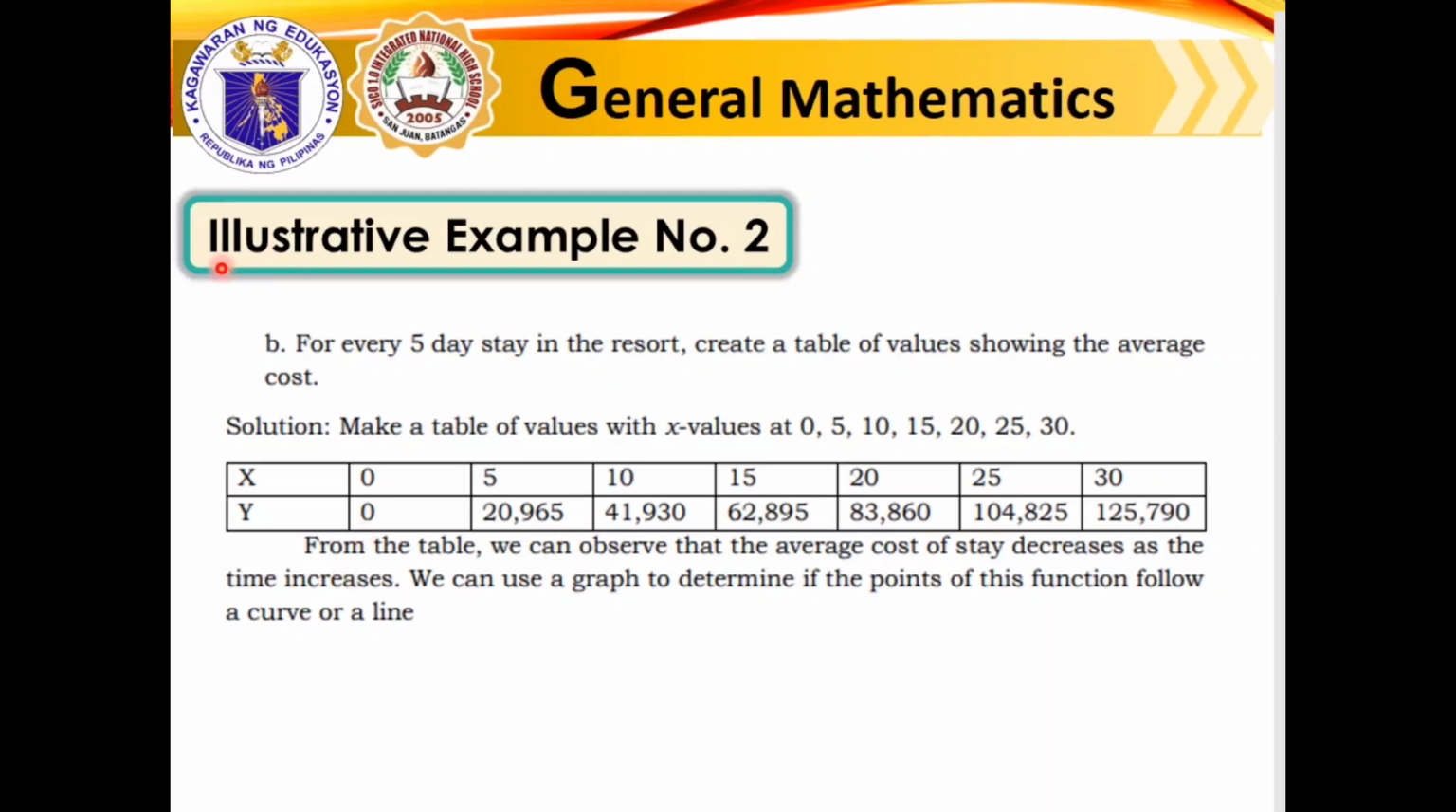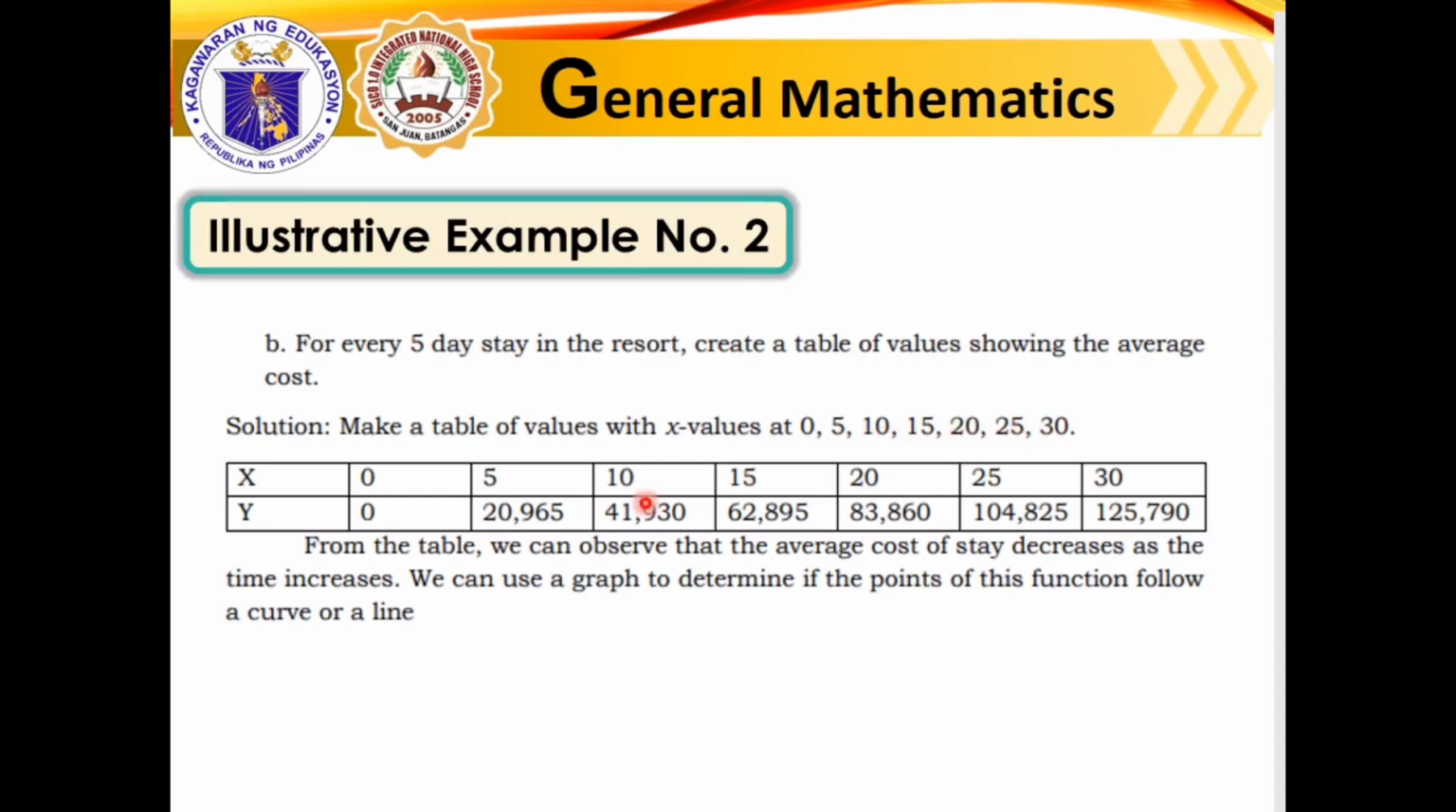Illustrative example number 2. For every 5 days stay in the resort, create a table of values showing the average cost. So in a table of values, we also have two components, the x and y components, and its numeric data. So solution, make a table of values with x equals 0, 5, 10, 15, 20, 25, and 30.